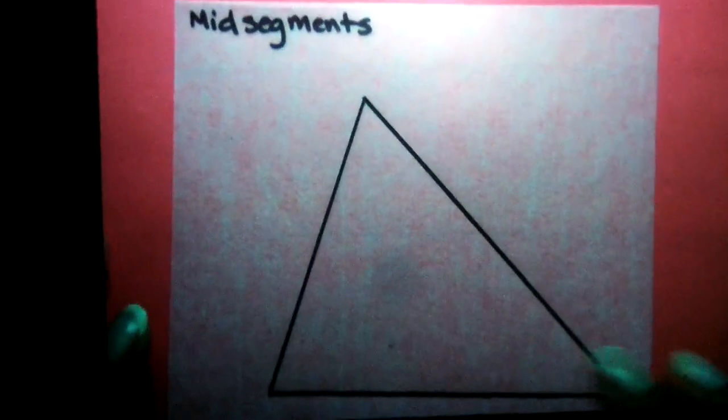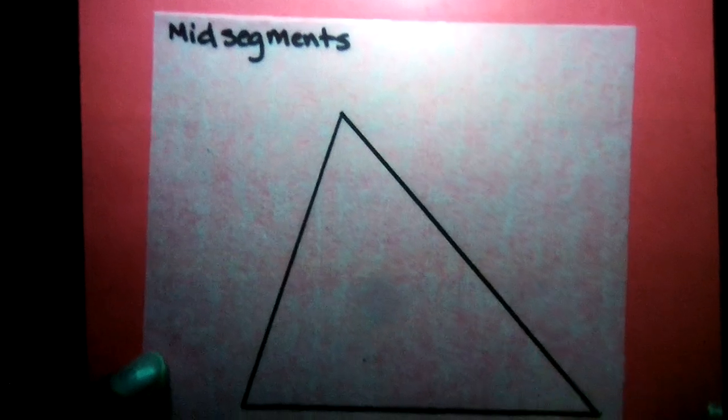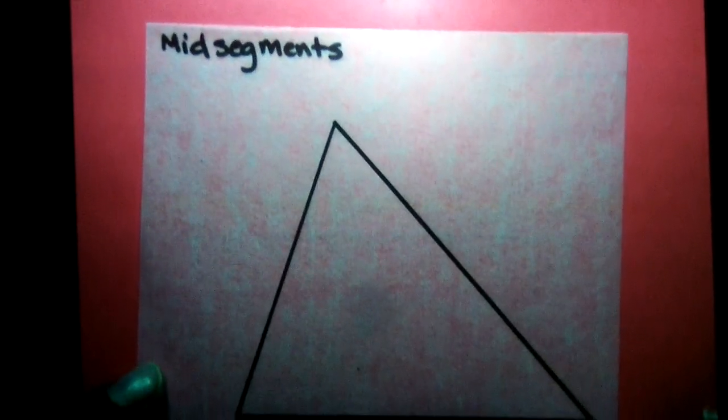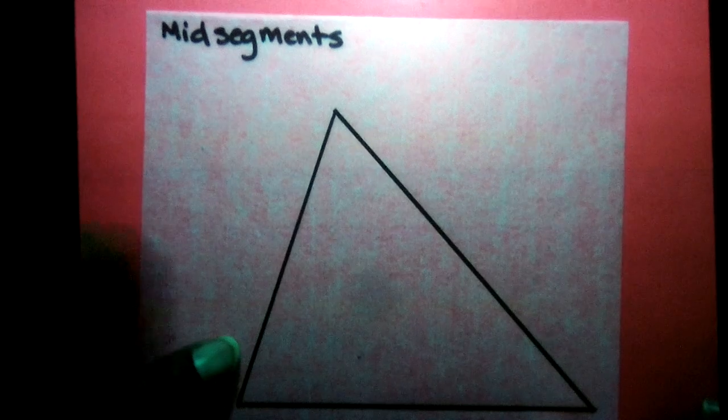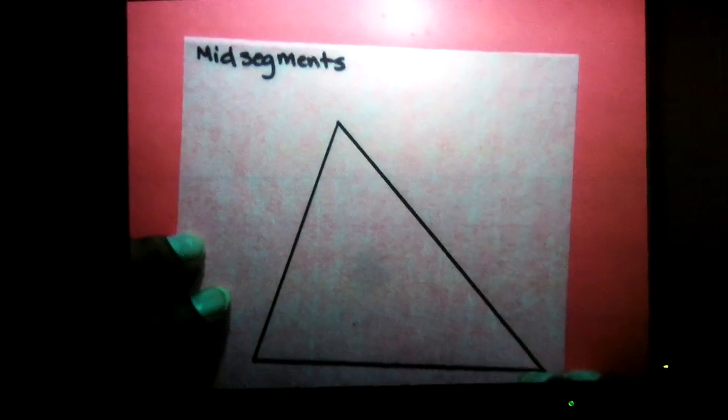Okay, so we are going to look at mid-segments of a triangle. A mid-segment of a triangle basically is going to go from the midpoint of one side of the triangle to the midpoint of the other side of the triangle. And there will be three mid-segments in a triangle.